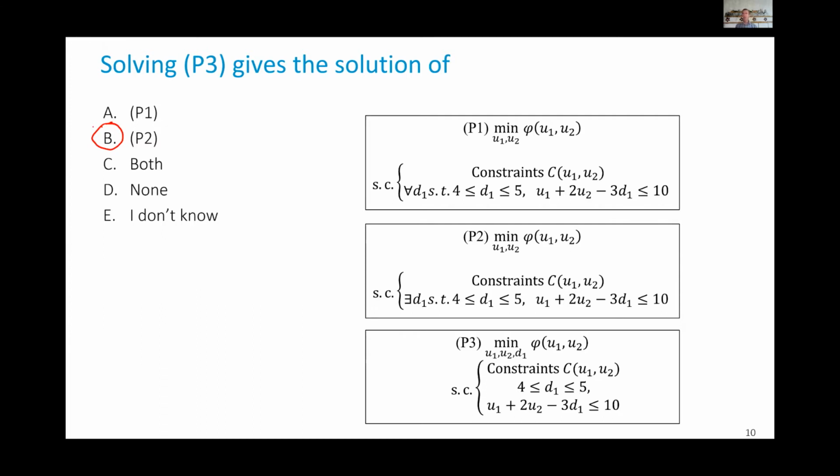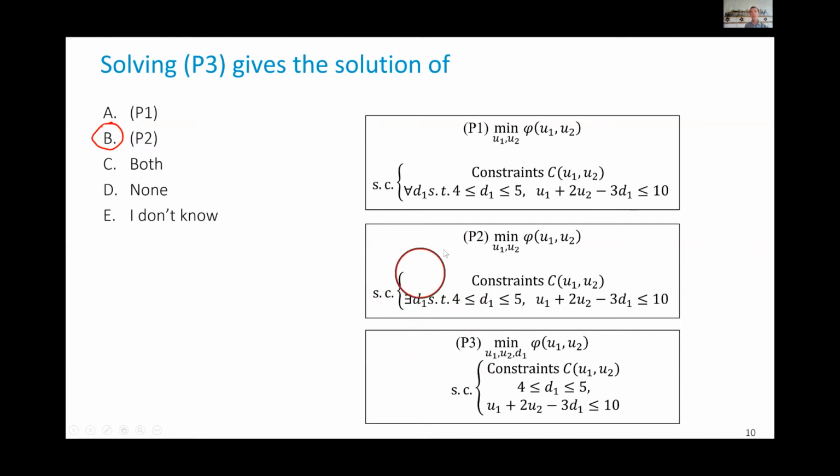If you think about it, that should be almost obvious. In P3, we're saying I have to choose U1, U2, and also D1 that satisfies this. In P2, I'm saying I have to choose U1 and U2 such that someone else could choose D1 that satisfies the constraint. Well, if someone else can choose D1, I can choose it as well. So if there exists a D1, then I can find one. And vice versa, if I can find one, then there exists one. So P2 and P3 are in fact the same.